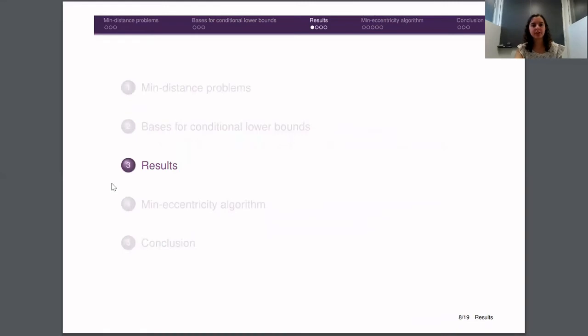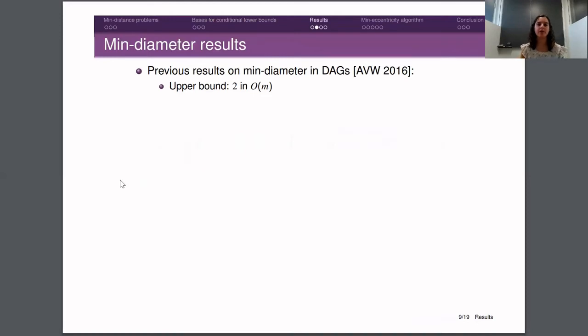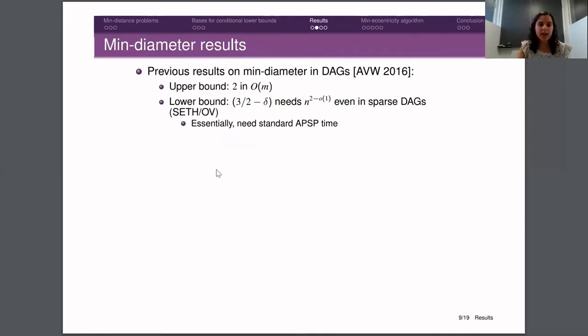Okay, so those are our bases for our lower bounds and our results. So I'll start by talking about our min diameter results. Previously, what was known about what you could do faster than the standard APSP time was that you could get a 2 approximation for min diameter in DAGs in time linear in the number of edges. And it was also known that conditional on SETH, or really conditional on the OV conjecture, you need essentially the standard APSP time in order to do better than a 3/2 approximation.